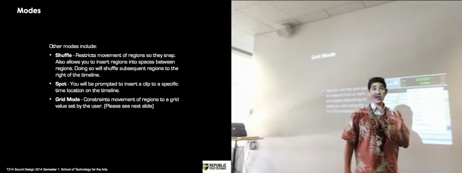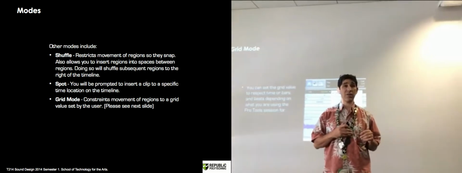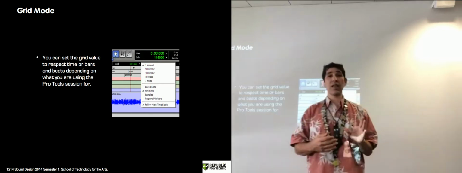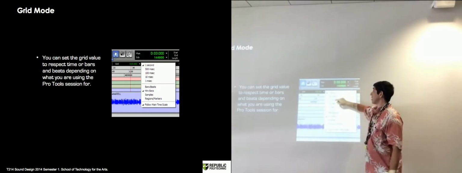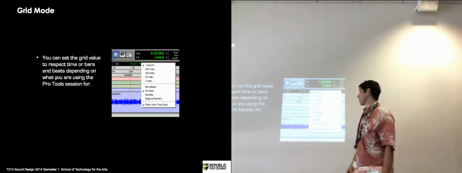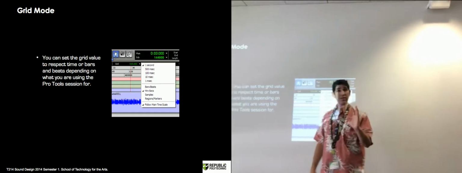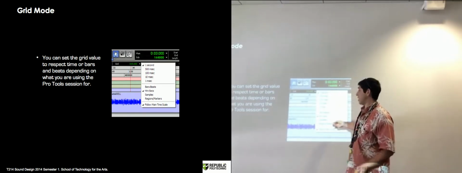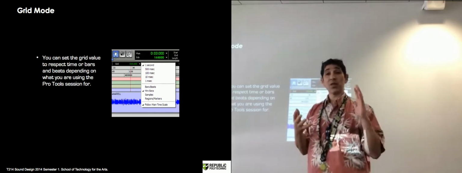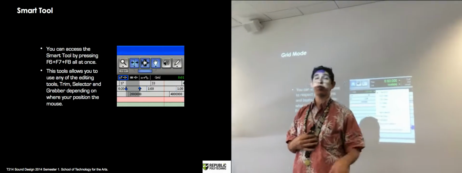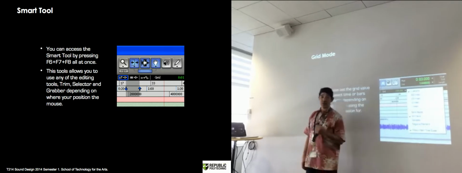Grid mode is really important to help us with understanding where things snap. And so when you click on grid mode, you can then go into this area here, and you can define your grid. And your grid can be up to 1 second, and it can be as small as 1 millisecond. So very, very precise. You can also go by bars and beats, and you can also go by samples. So grid mode allows you some flexibility in how precise you want to be with your movements.